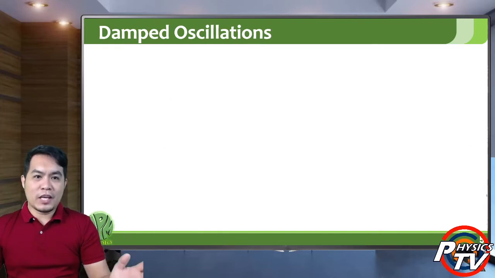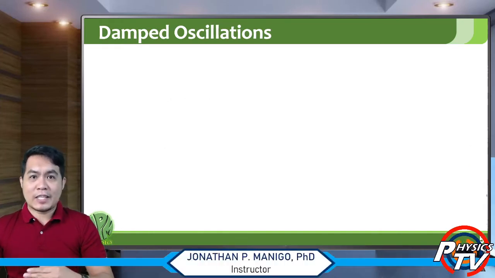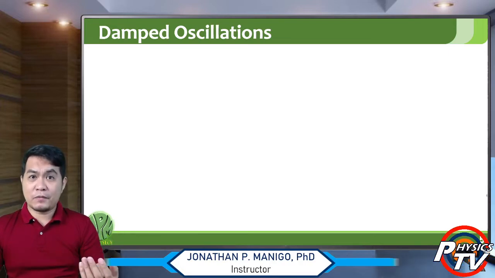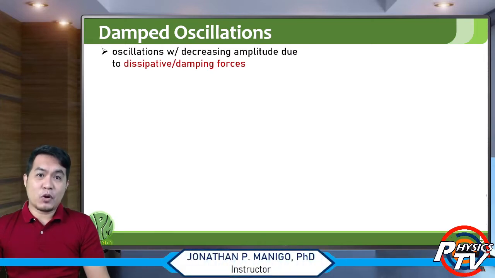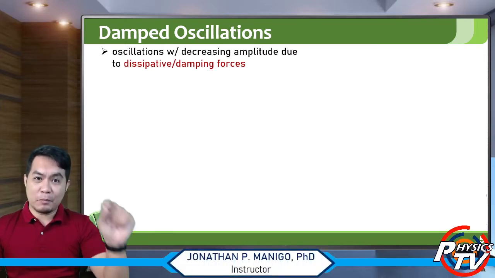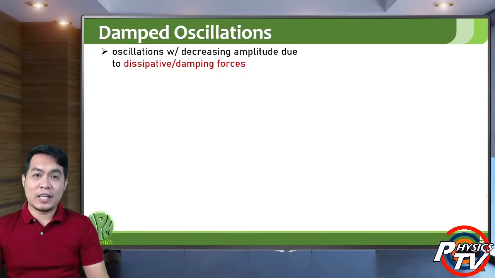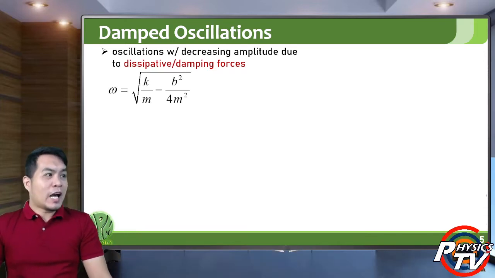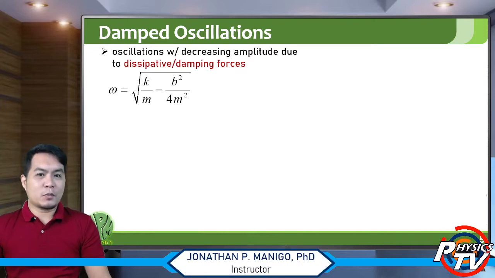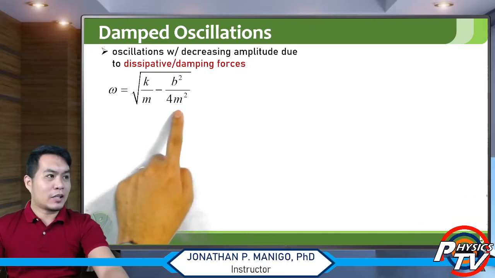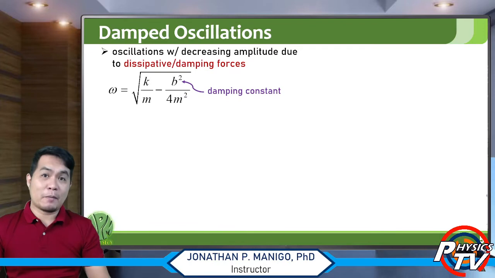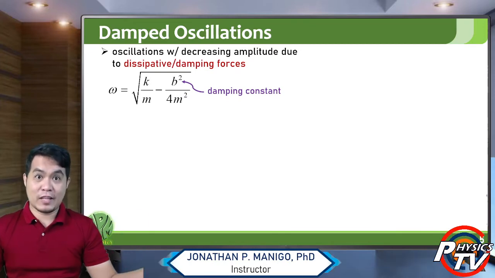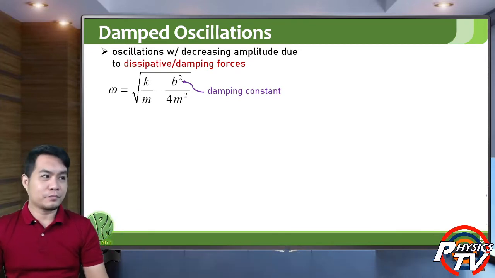If your oscillation has dissipative or damping forces such as friction, we call that oscillation a damped oscillation. In damped oscillation, the amplitude of oscillation is decreasing. The angular frequency of damped oscillations will now have an extra term under the square root, which is minus b squared over 4m squared. Here, b is what we call the damping constant. It depends on the system, the situation.